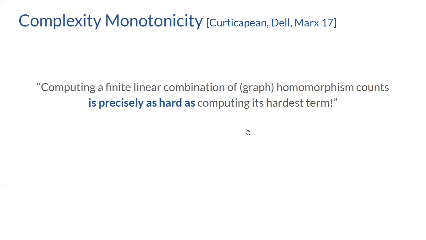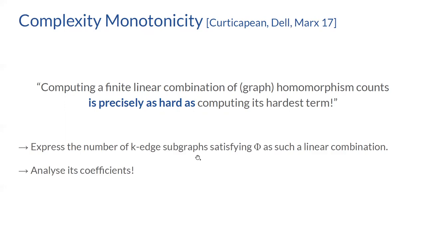We will see in more detail what this means formally later, but first you might ask why this is related to our problem. And the answer is, it is because we can express the number of k-edge subgraphs that satisfy phi as such a linear combination. And after we have done that, we can analyze the coefficients of this combination, and then we will see that this principle allows us to determine the complexity of our problem by relying on known complexity results of the problem of counting graph homomorphisms.